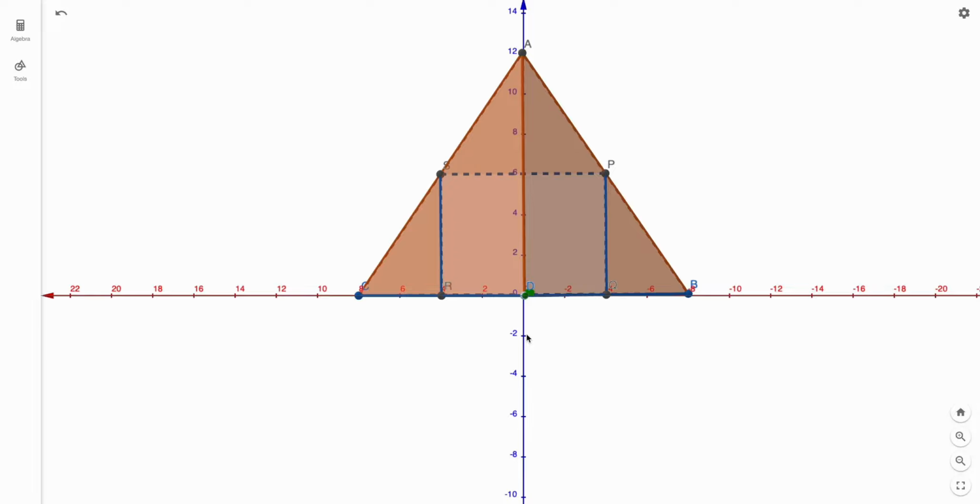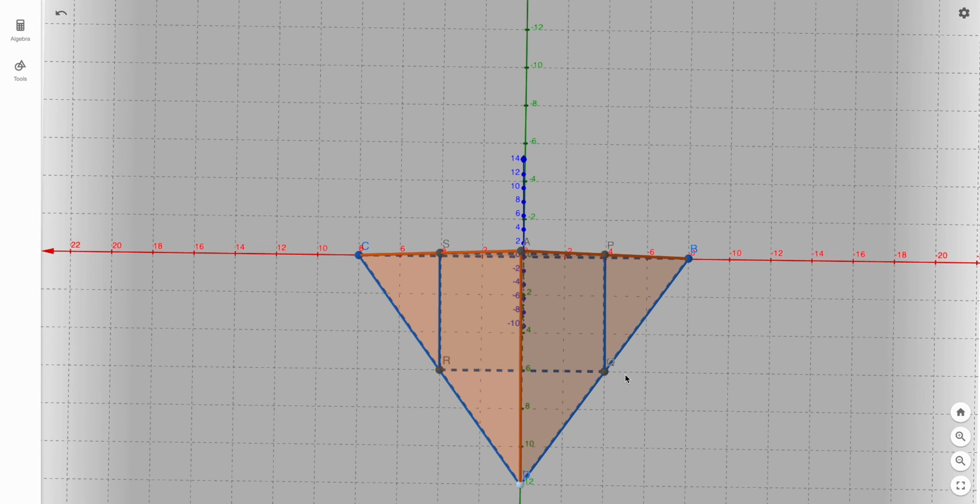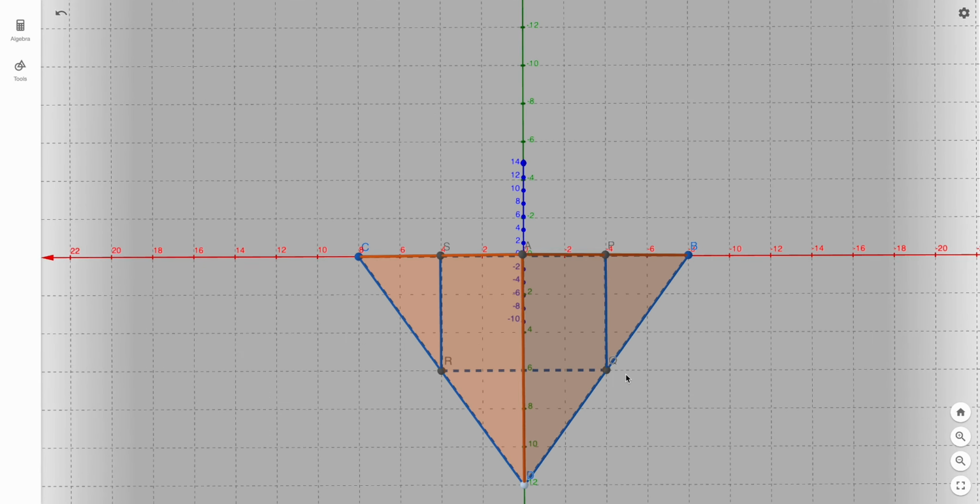But most importantly, notice that the lines SR and PQ are always parallel to AD, hence parallel to each other. Then, let us move on to the top view of the tetrahedron. Again, with B and C fixed in place and only allowing D to move.